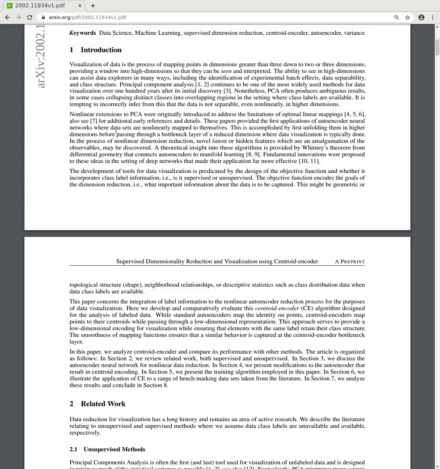Nonlinear extensions to PCA were originally introduced to address the limitation of optimal linear mappings. Also see 7 for additional early references and details. These papers provided first applications of auto-encoder neural networks where datasets are nonlinearly mapped to themselves. This is accomplished first by unfolding them in higher dimensions before passing through a bottleneck layer of reduced dimensions, where data visualization is typically done. In the process of nonlinear dimensional reduction, novel latent or hidden features, which are an amalgamation of the observables, may be discovered.